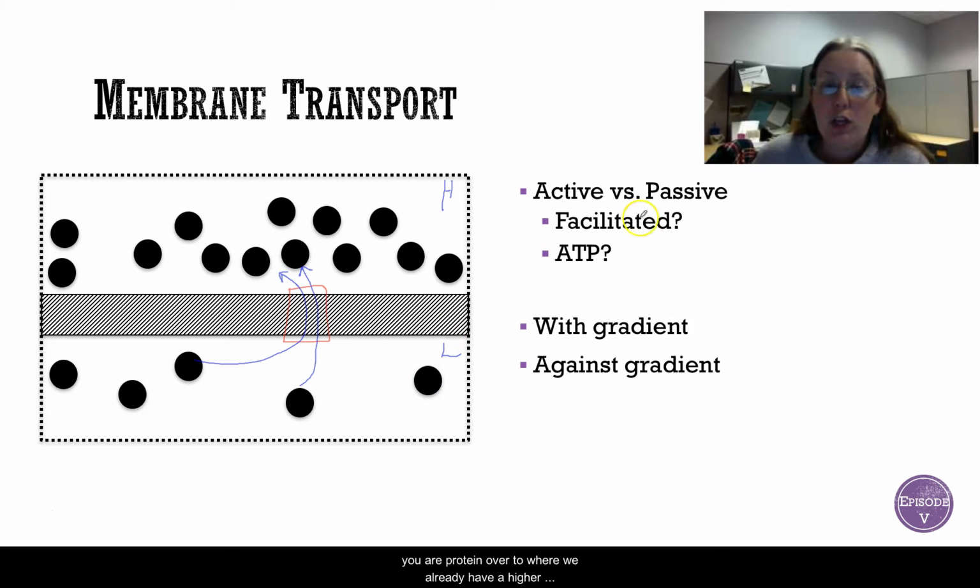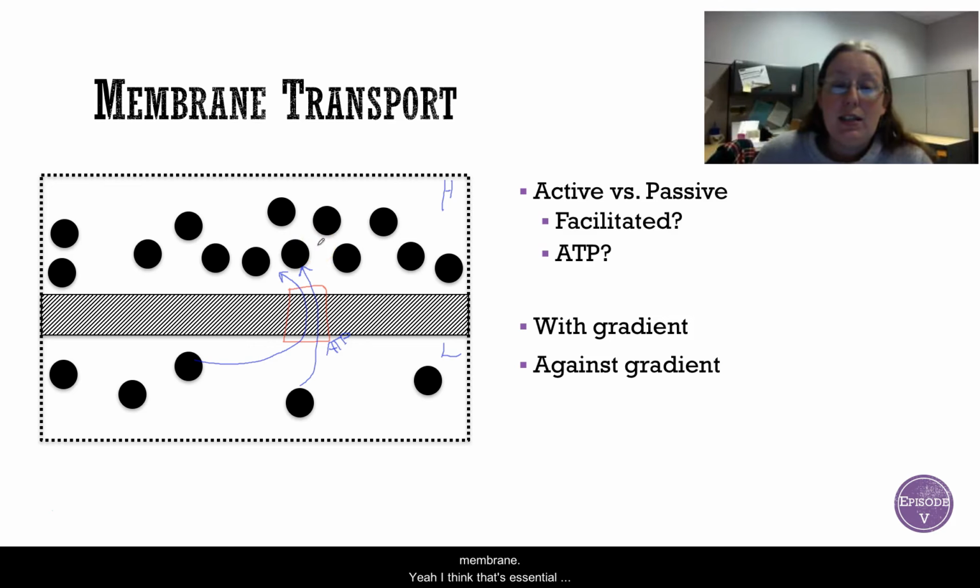So with passive transport, either facilitated or just general, you're going from high to low with the gradient. With active transport, you need to add ATP here at this particular protein in order to pile up additional molecules on the opposite side of the membrane.